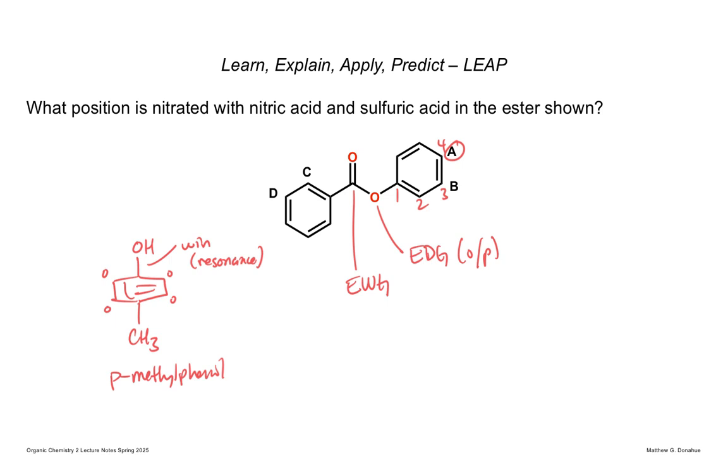So sometimes you'll have that scenario where they're not pointing to the same atom, and then you have to look at which one's stronger. But other times you get the situation where they both direct to one position, and that will just increase the overall yield of that.